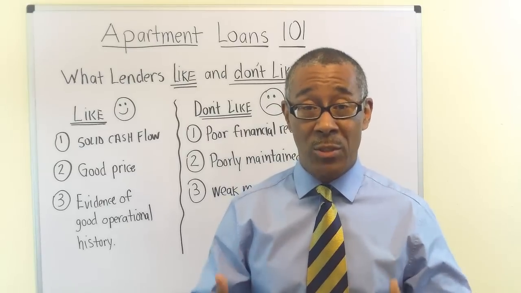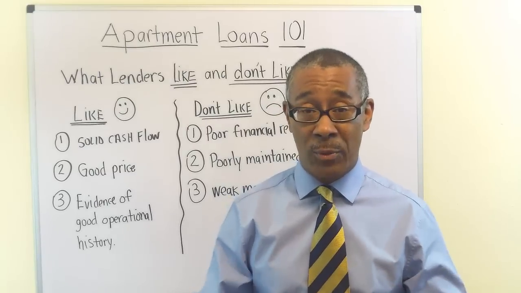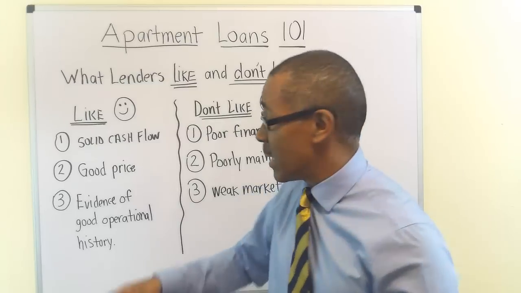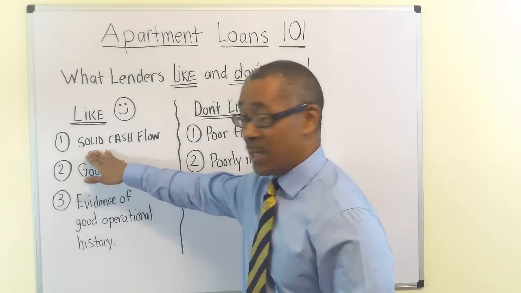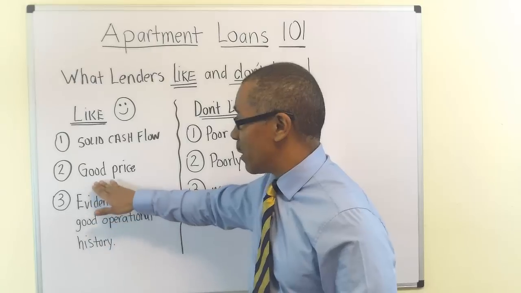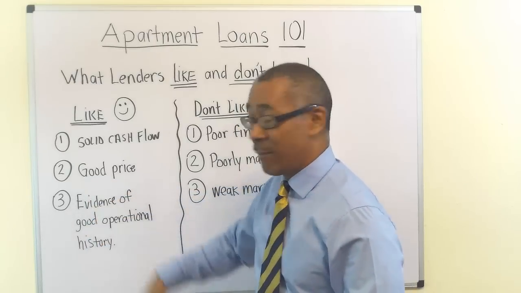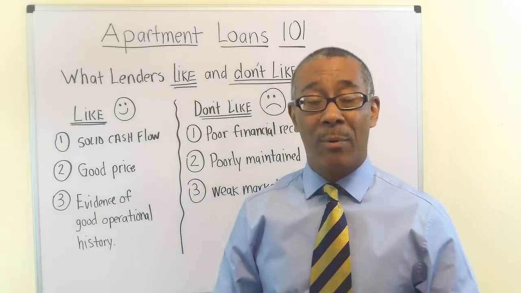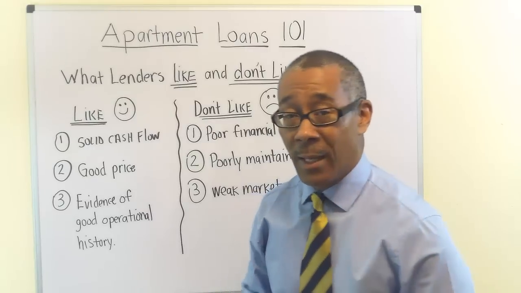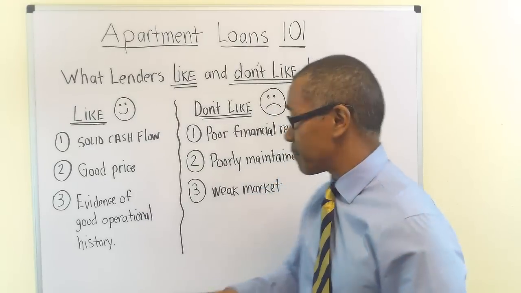All right, so to put yourself in the best position to get a loan approval and to understand the loan process, try to have these three things going in: solid cash flow, a good price, and evidence of good operational history. All right, now let's go to what banks don't like.